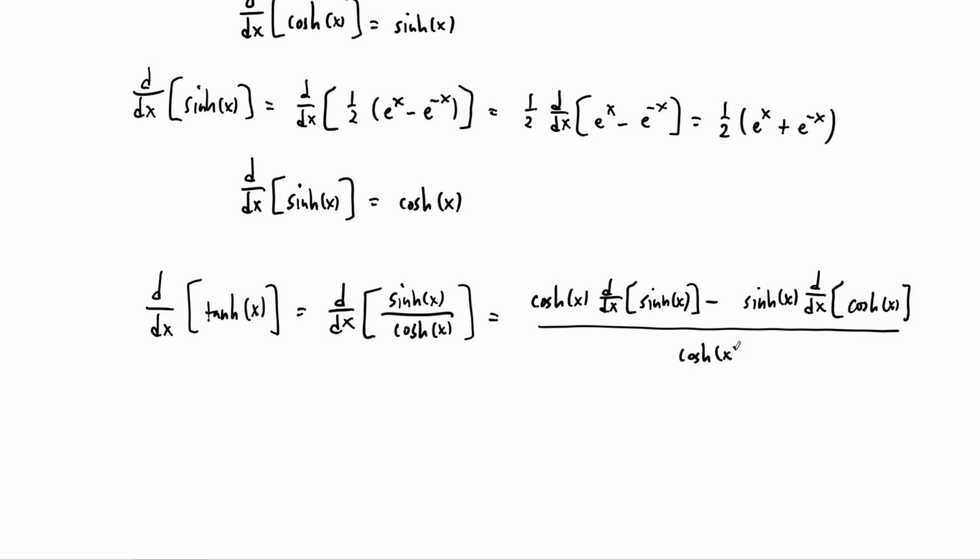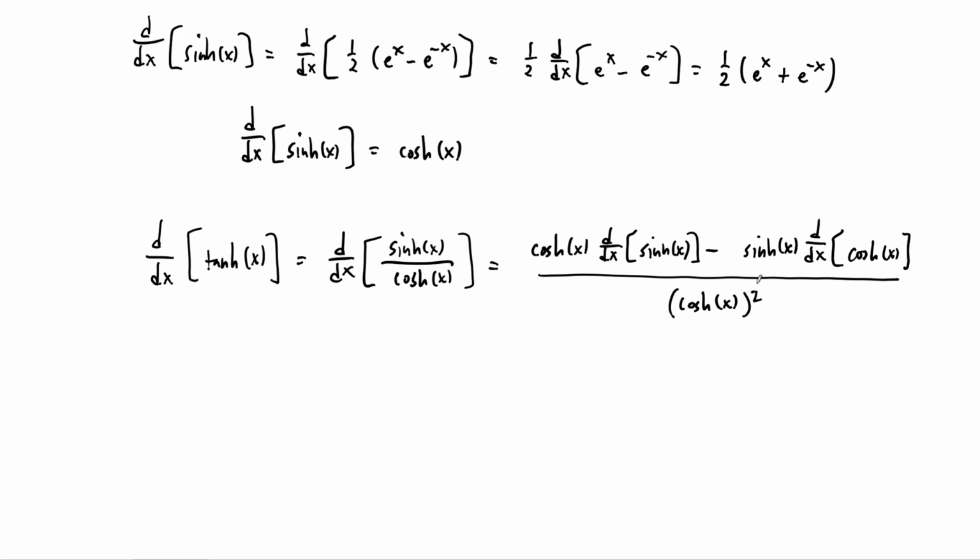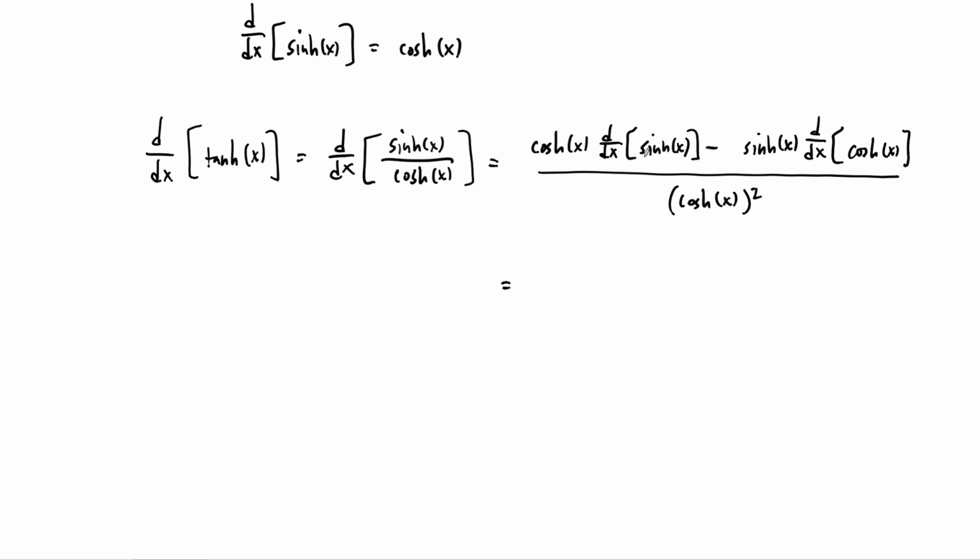I'm writing out all the details here, but it should be pretty straightforward, right? So cosh of x squared. And so what do we end up with? Well, derivative of sinh is cosh, right? And so this first term ends up being cosh squared of x minus the derivative of cosh is sinh, so this is then sinh squared of x. And this is all over cosh squared x again.